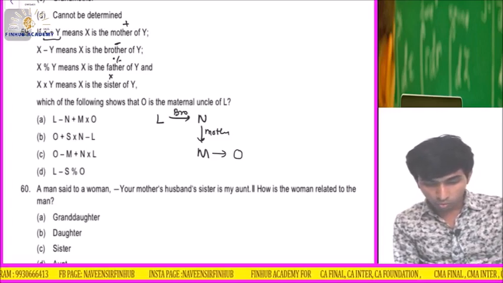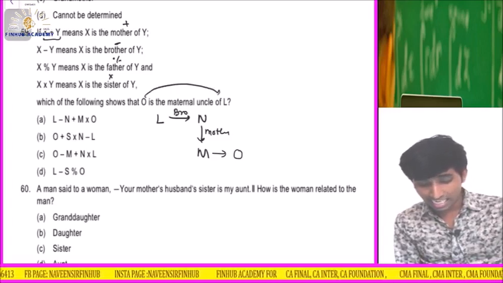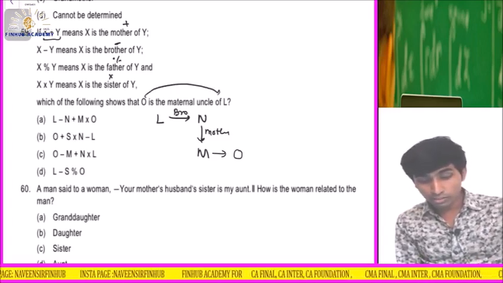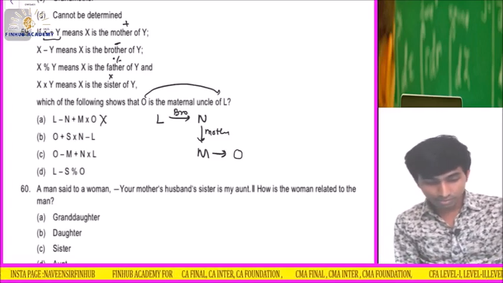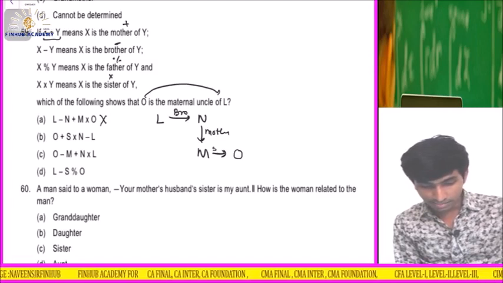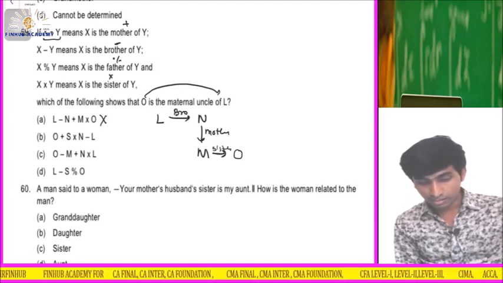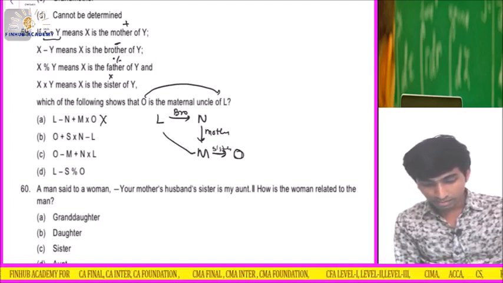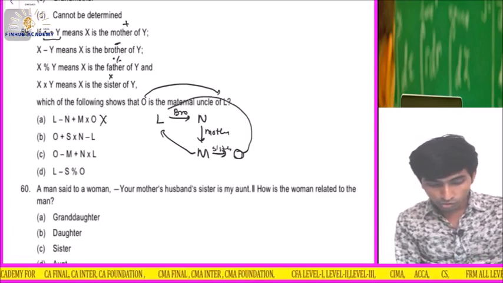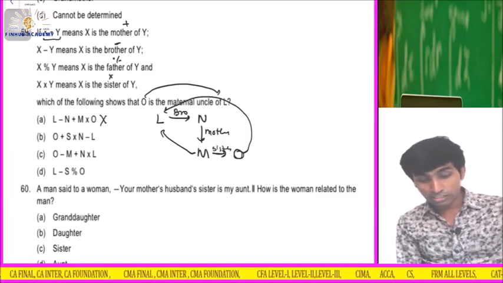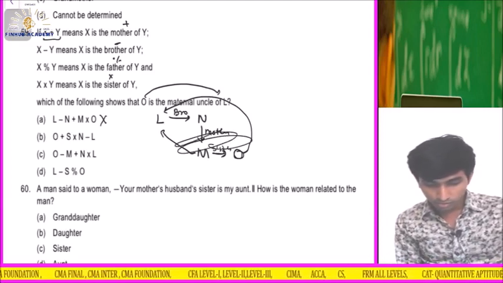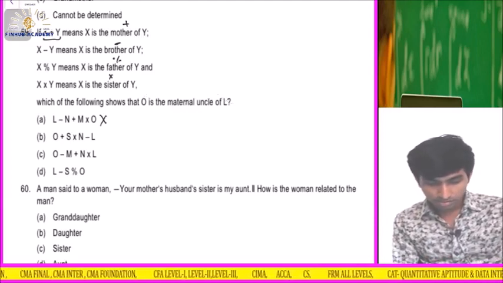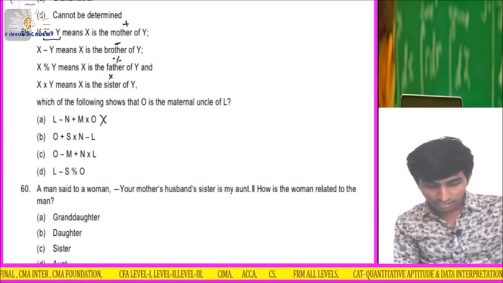O should be maternal uncle. Now L is maternal uncle. Okay. O is not maternal uncle. Understand? So first one is gone. M has a sister, so for M the maternal uncle is L. So for O also the maternal uncle is L. But O is not the maternal uncle. L is the maternal uncle. So first one gone. Wrong, not possible.